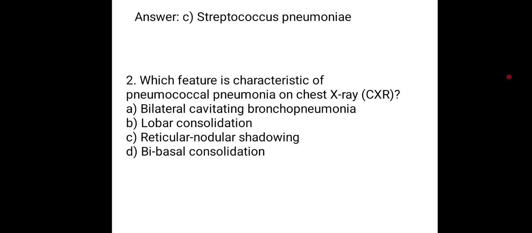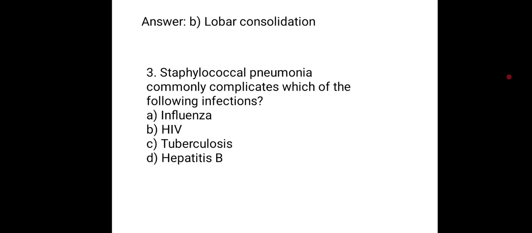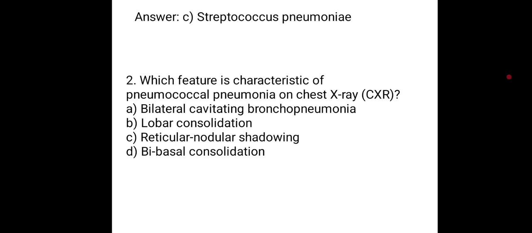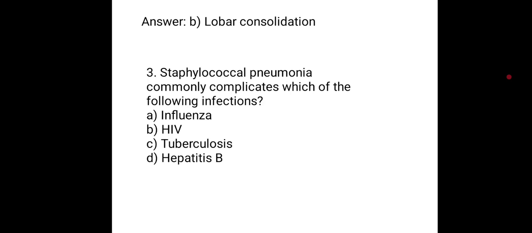A. Bilateral cavitating bronchopneumonia. B. Lobar consolidation. C. Reticular nodular shadowing. D. Bibasal consolidation. You're right. Lobar consolidation. 3. Staphylococcus pneumoniae commonly complicates which of the following infections?